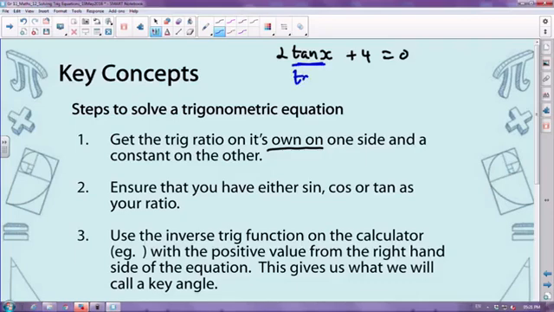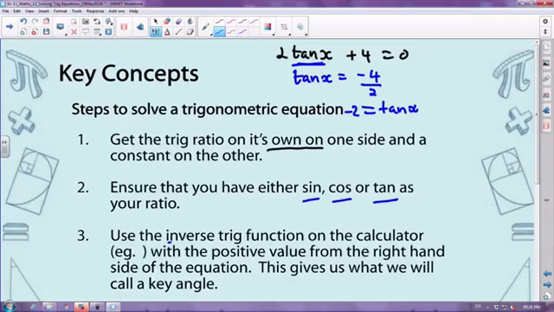So, 2 tan x will be minus 4. This is multiplying by 2 divided by 2. So, tan x is minus 2. So, tan x is negative 2. That's number one. Ensure that you have either sine, cos, or tan as your ratio. And in this case, we've got the tan as our ratio.